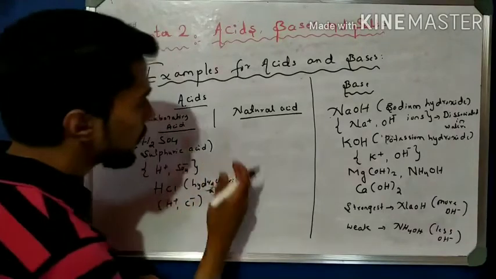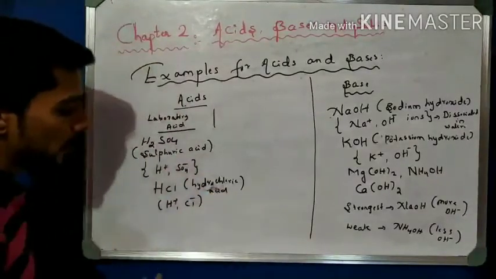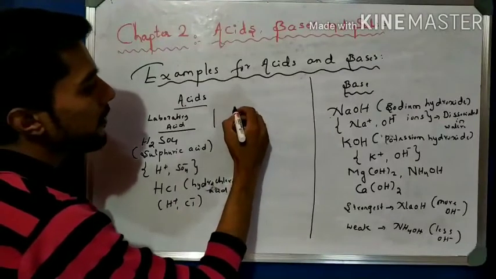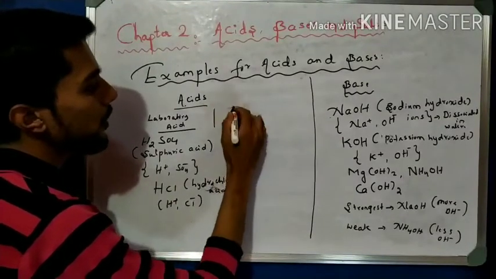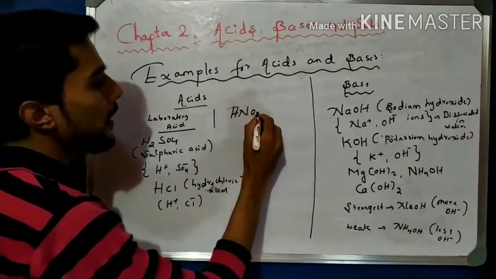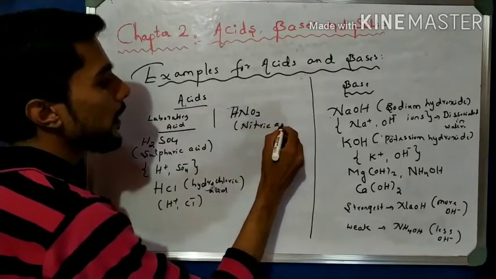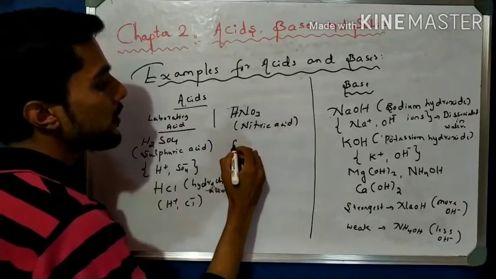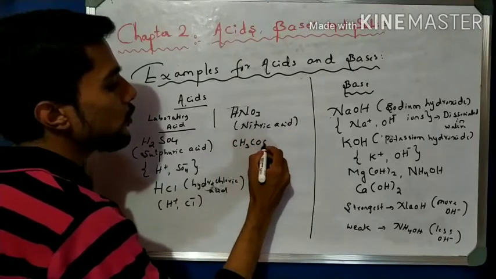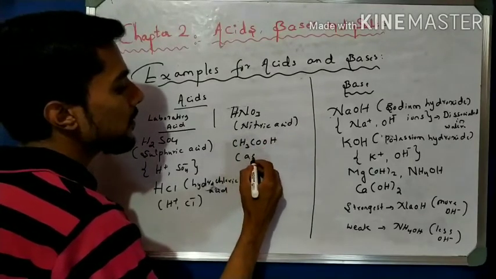I will take natural acids later on. Now come to another acid, nitric acid, HNO3. And the last one is acetic acid, CH3COOH. It is acetic acid.